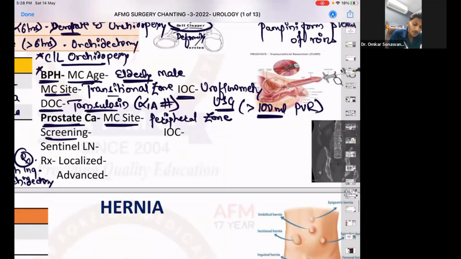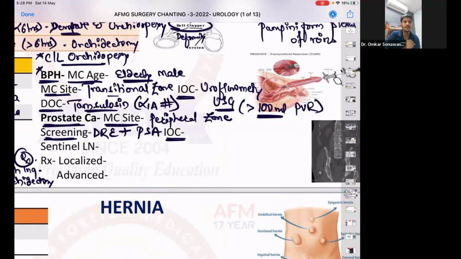If I ask you about screening, what is done for screening of prostatic cancer? Very good, a digital rectal examination. The best answer would be digital rectal examination along with PSA, prostate specific antigen. If both of these are together in the option, that would be the single best answer. The screening test of choice is digital rectal examination, on which you will find an enlarged prostate, along with serum levels of prostate specific antigen.